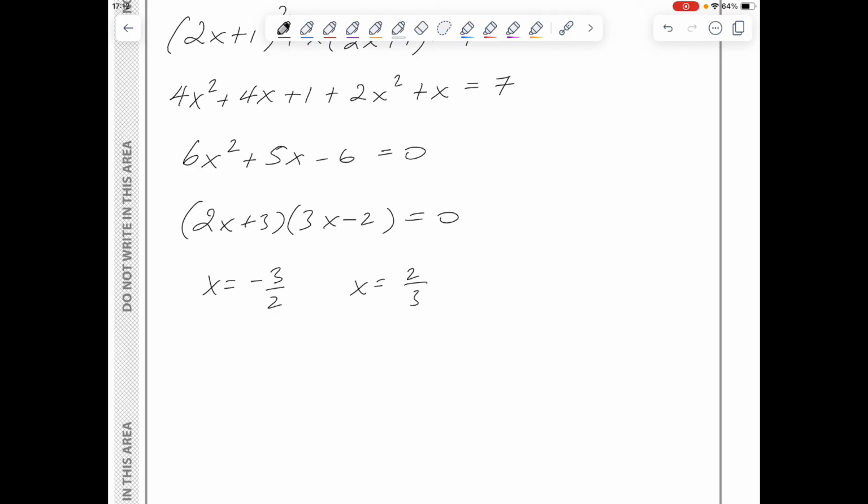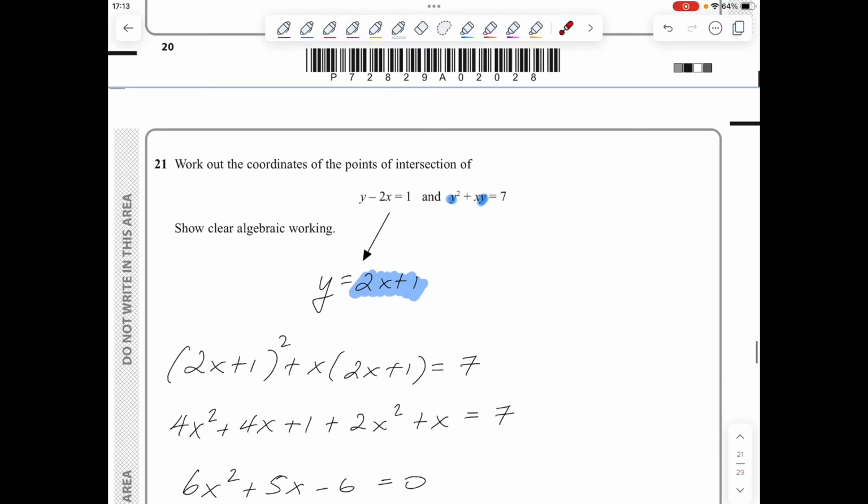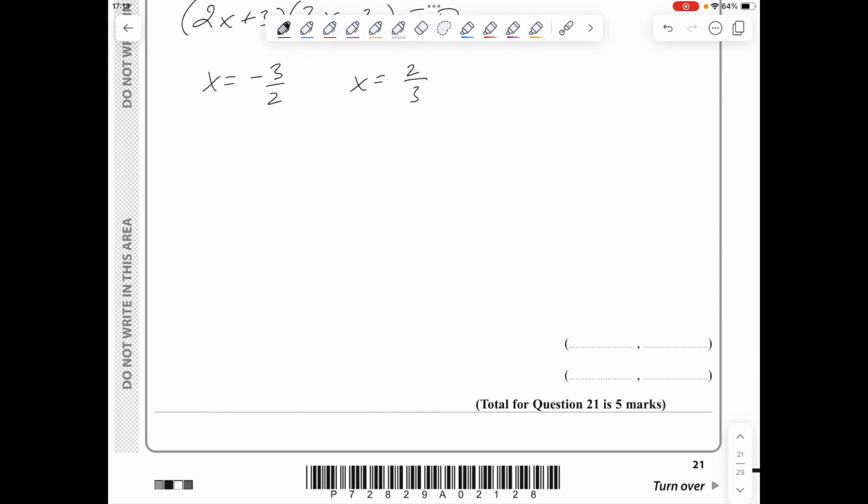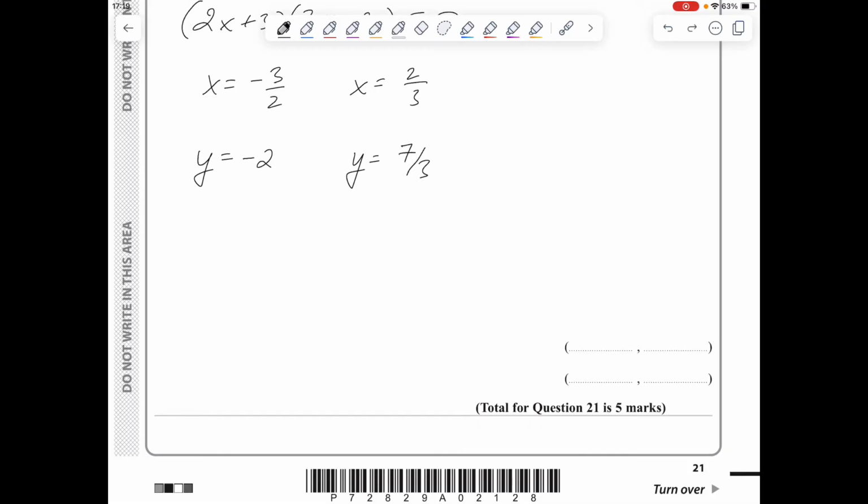And now I'm going to replace each of those x's into that blue equation I had above, this one, to get my y values. So the first one will give me y equals minus 2, and the second one will give me 7 over 3. So the coordinates of the points of intersection are (minus 3 over 2, minus 2) and (2 over 3, 7 over 3).